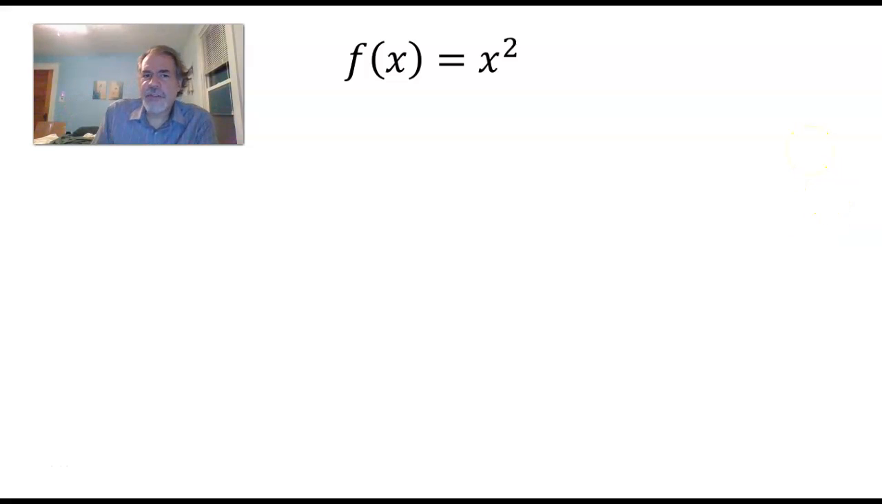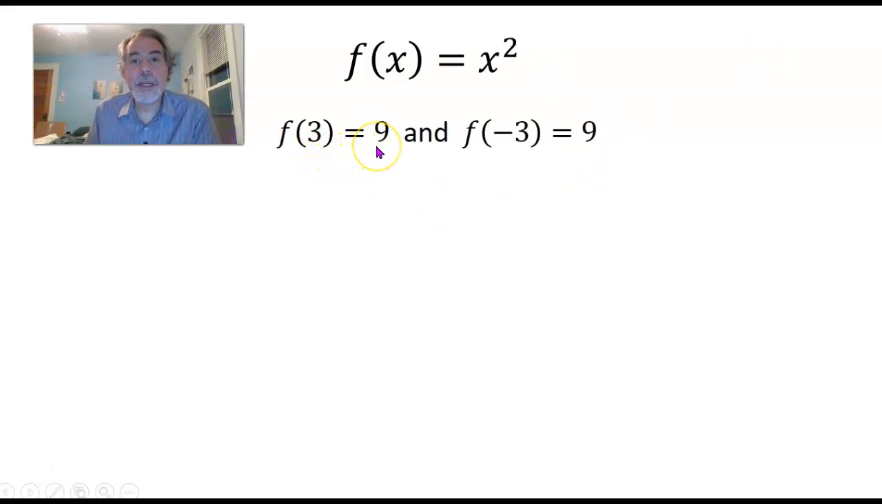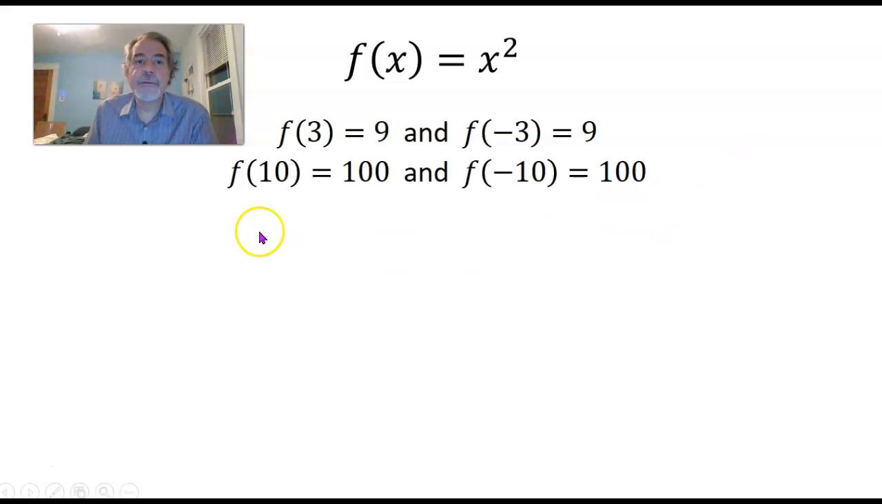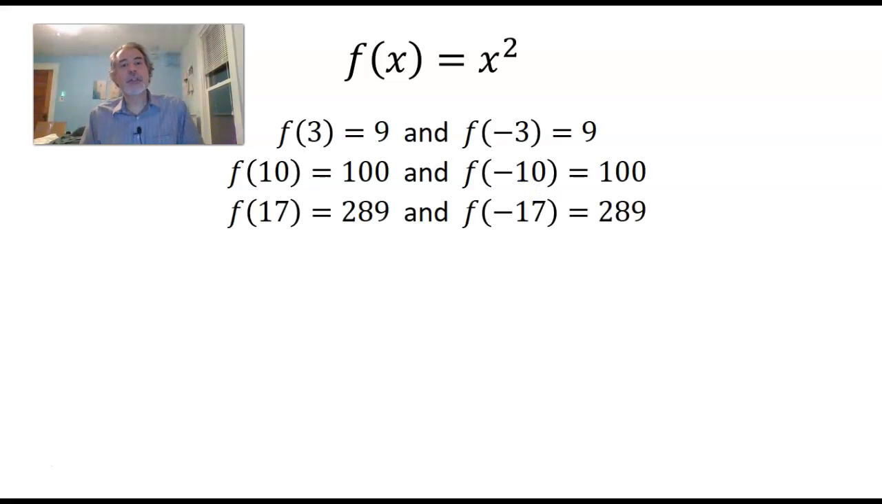Okay, take a minute to look at this function f of x equals x squared. This is the function that takes whatever number you give it and gives you back that number squared, that number times itself. So f of 3 would be 9. And f of negative 3 would also be 9, because negative 3 times itself is 9. A negative times a negative is positive. F of 10 is 100, and f of negative 10 is also 100. F of 17 is 289, and f of negative 17 is 289.